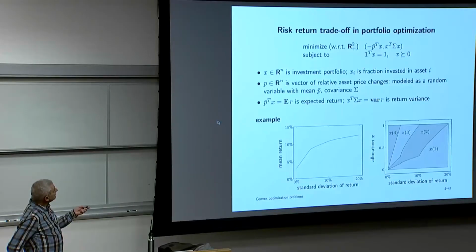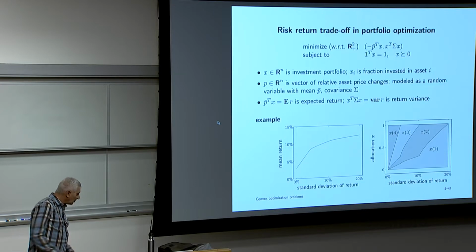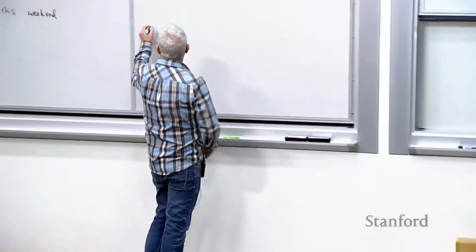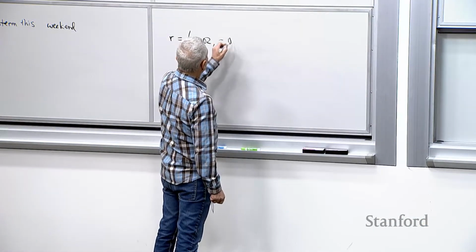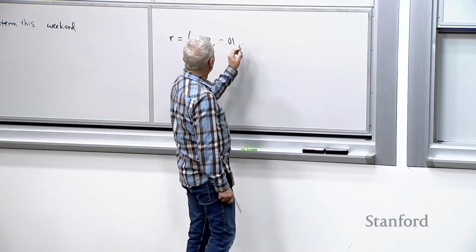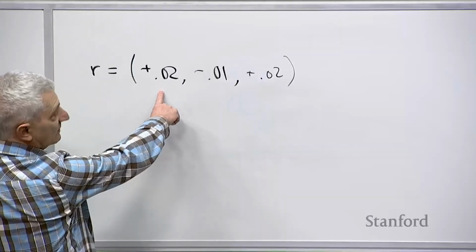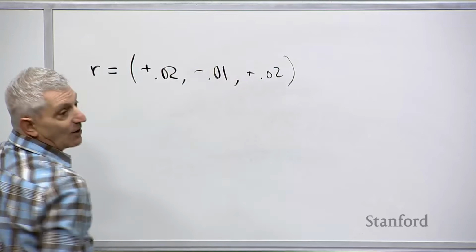We care about 2 things. So I'm going to make this investment portfolio, and there's going to be a return. The return might look like this, right? It might be plus 0.02, minus 0.01, and plus 0.02 or something. And this means asset 1 went up 2%. So did asset 3. Asset 2 went down 1%, right?